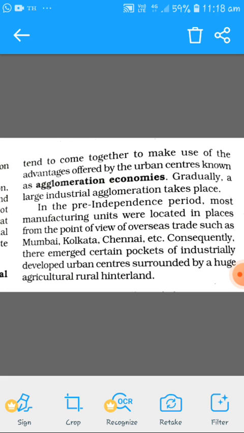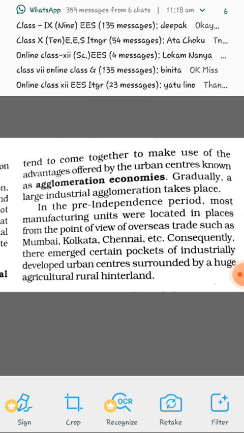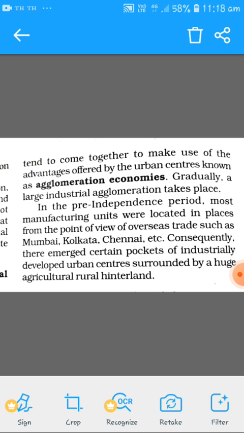So, as a matter of fact, you can see the various facilities being offered by the cities. Many industries are set up in the nearby cities. When many industries come together, it makes a huge area, and that huge area is known as agglomeration economies, meaning coming together economies. It is also called industrial agglomeration.